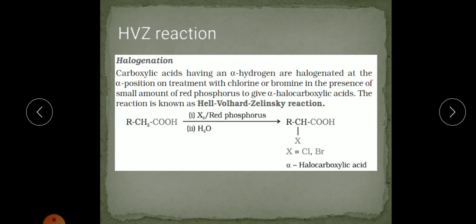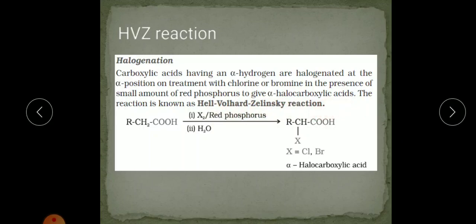Next, a very important reaction, the HVZ reaction, which is known as the Hell-Volhard-Zelinsky reaction. In this, carboxylic acids having an alpha hydrogen are halogenated at the alpha position on treatment with chlorine or bromine in the presence of a small amount of red phosphorus to give alpha halocarboxylic acids. This reaction is known as the Hell-Volhard-Zelinsky reaction or HVZ reaction.